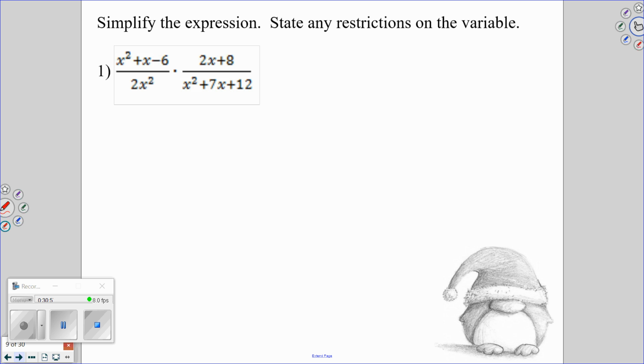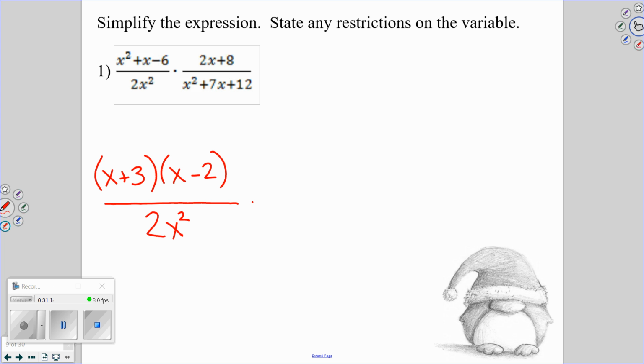Okay, so how about on the top? How does the top factor? There we go. Does the bottom factor 2x squared? No, that's just 2x squared. I just work left to right. All right, how about 2x plus 8? Okay, got a 2. Don't forget those GCFs. People forget those all the time. So then I have x plus 4. On the bottom? Thank you. x plus 4, x plus 3.